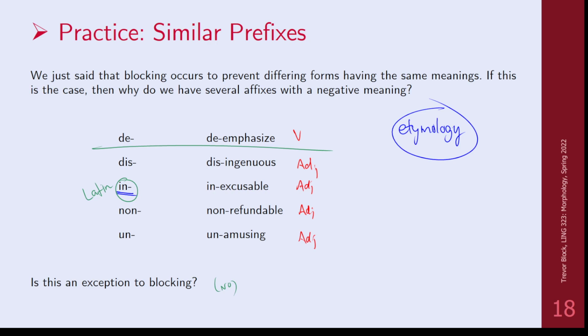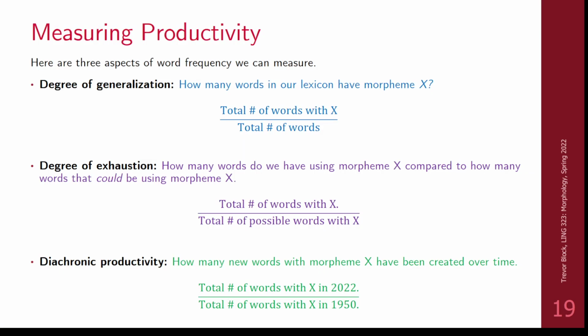The idea about blocking is basically saying that we will never create a new negative prefix because we already have one. So we will continue with these 5 in English unless we steal some words from other languages, which, as an English speaker, give it another 20 years, we will keep doing it.